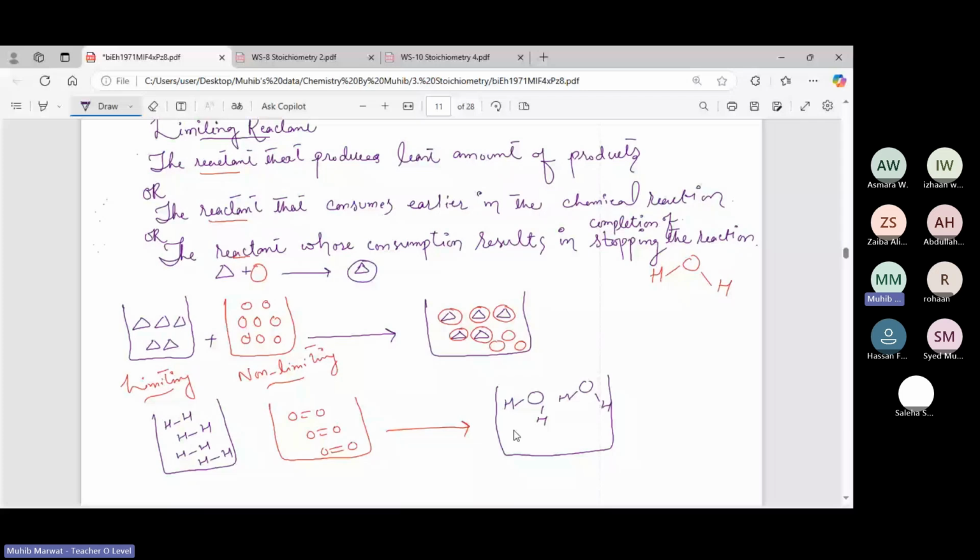Now the hydrogens have been consumed, although oxygen is still present in the container. But as all the hydrogens have been consumed, the reaction will stop. Is it clear? It is the hydrogen that controls the amount of product formed, how many molecules of water must be formed. So we can say that hydrogen is the limiting reactant and oxygen is the non-limiting or excess reagent. Is it clear, dear students?